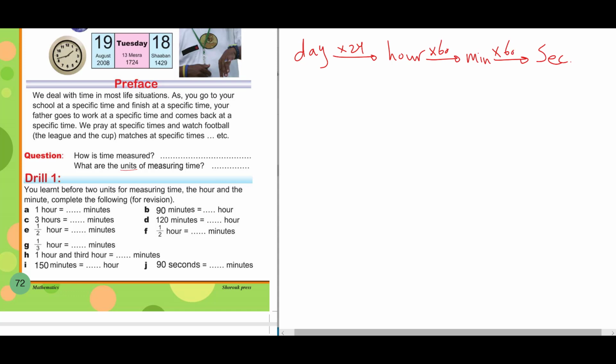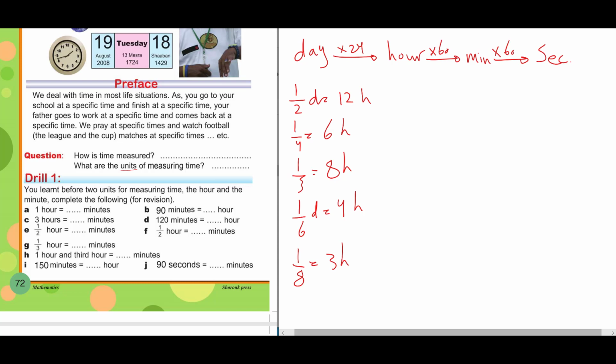You have to know also that half day equals 12 hours, quarter day equals 6 hours, third day equals 8 hours, 1/6 of day equals 4 hours, 1/8 of day equals 3 hours.